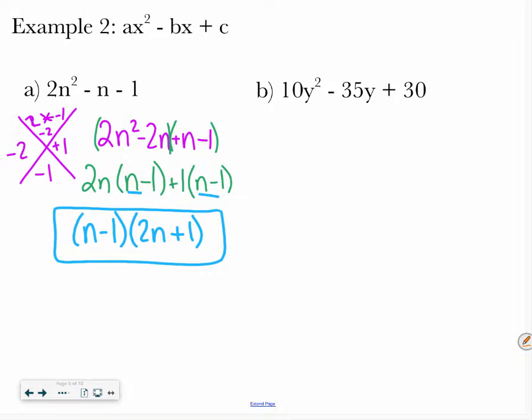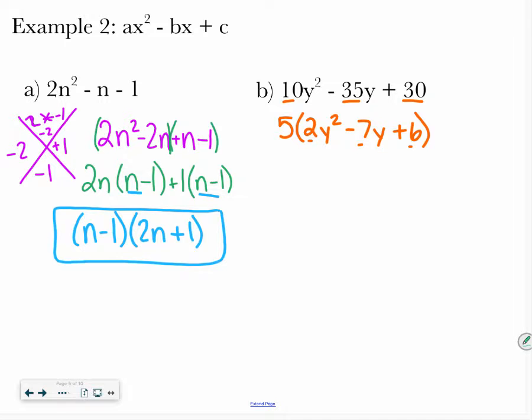All right, letter B, we have 10y squared minus 35y plus 30. I see I have a 10, 35, and a 30. All of those have a 5 in common. So I'm going to start by pulling out a 5. So I'm left with 2y squared minus 7y plus 6. Okay, and then I have a 2, negative 7, 6, nothing in common there.